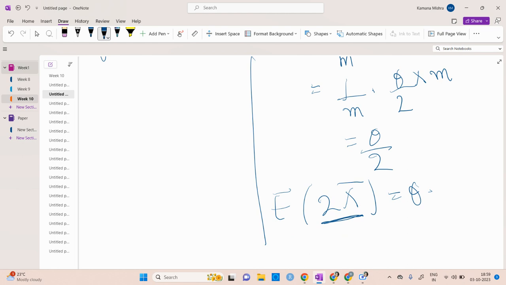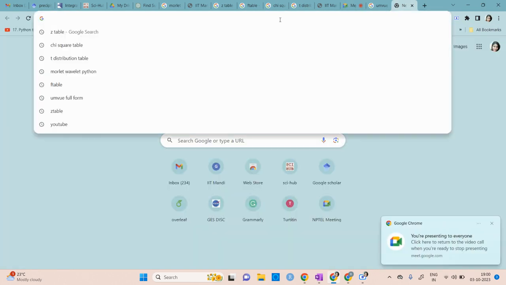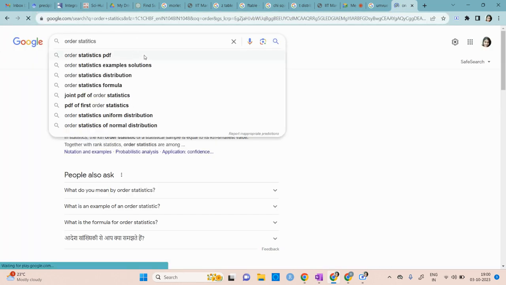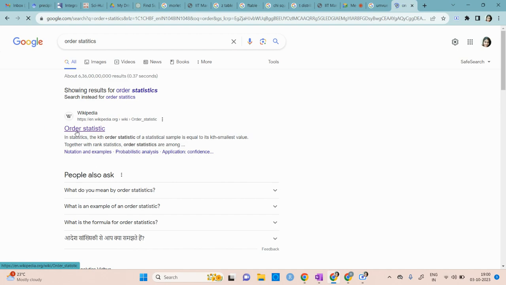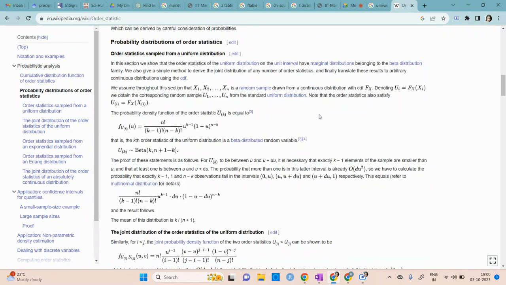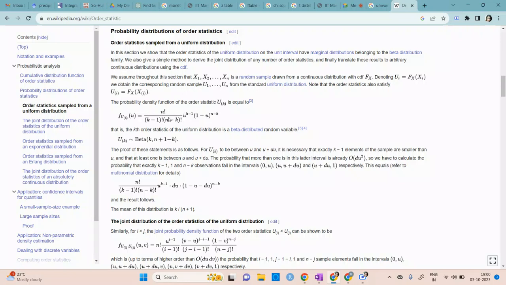n minus 1 factorial, n minus r factorial, capital Fx to the power, I think, n minus r, and something like that. So I'm just writing it for normal distribution. Or otherwise, what you can do is go there and search order statistics. So here we go. And then you can find the order statistics for normal distribution.